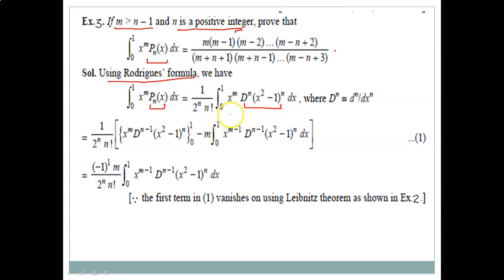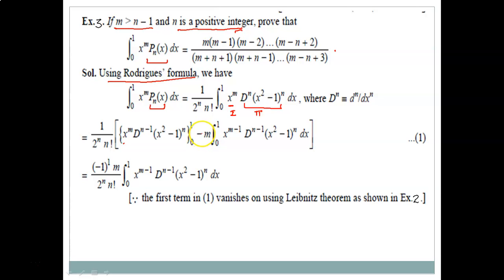Now we can take the integration by parts. You can consider this function as the first function and this as the second function. Then you integrate by parts this integral. First function as it is, and integration of second. Integration of second gives you that one derivative will be cancelled out. It will remain the n minus 1th derivative, in fact. So d^(n-1) of x squared minus 1 to the n, and limits are taken 0 to 1.